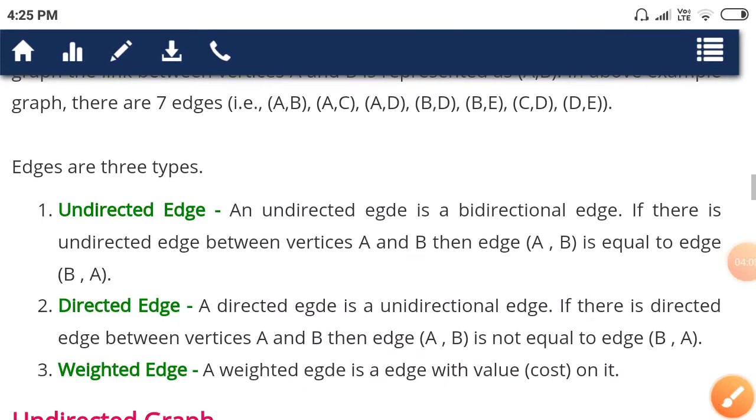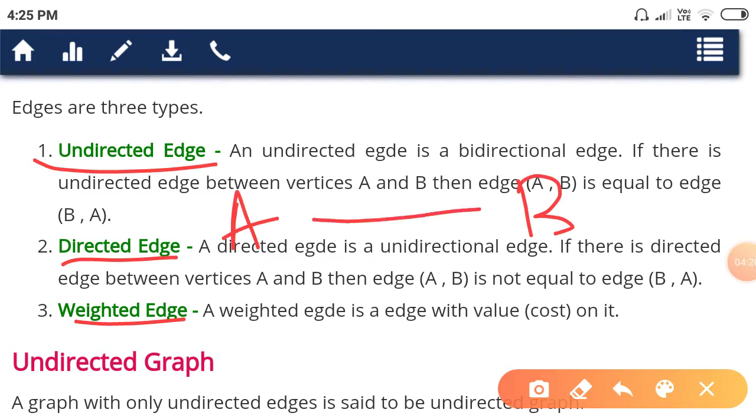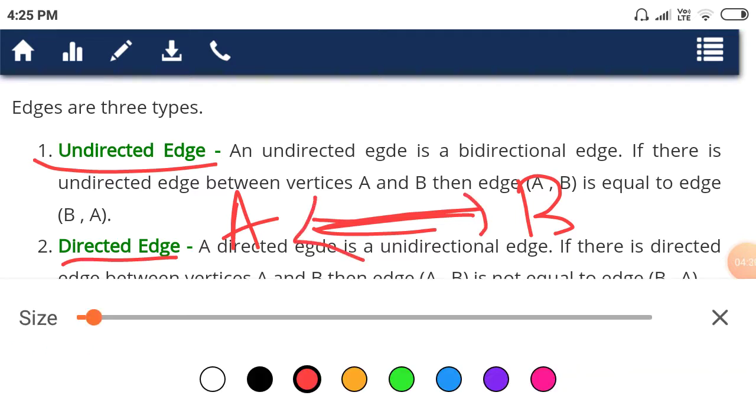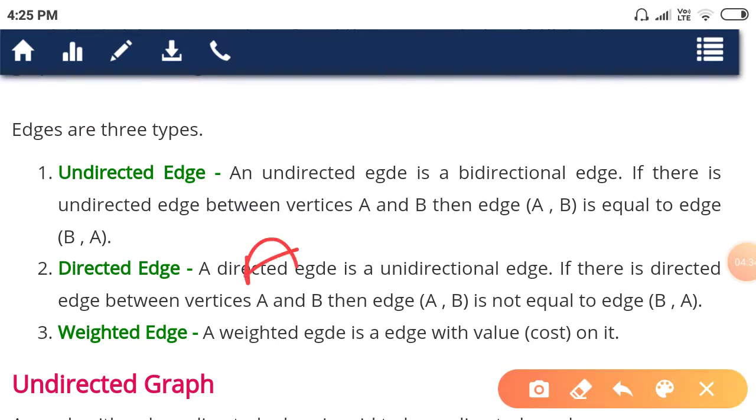Next, how many types of edges are there? There are three types of edges: directed edge, undirected edge, and weighted edge. I have vertices a comma b. So here it's an edge. Here we didn't mention any direction, whether the relationship exists between these two both ways, or only in one direction, or what the cost of this is. So these three can be defined by using these three types.